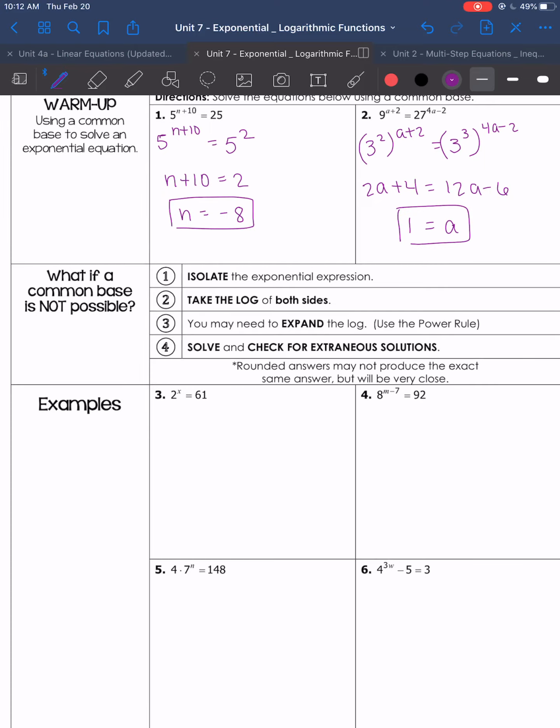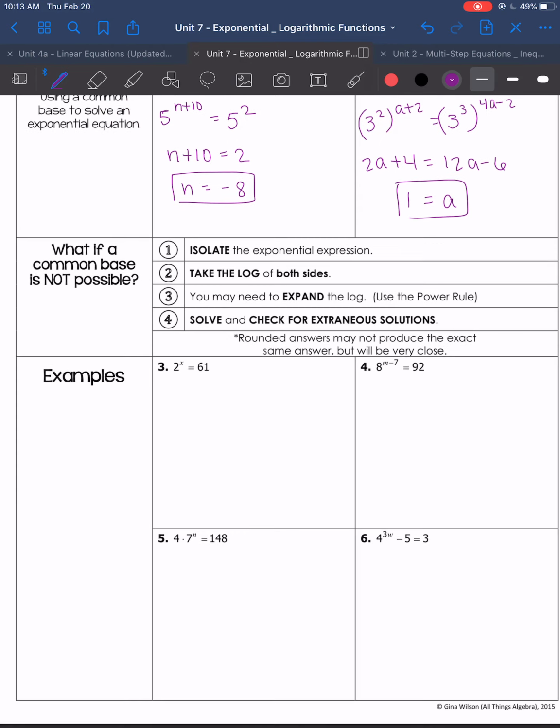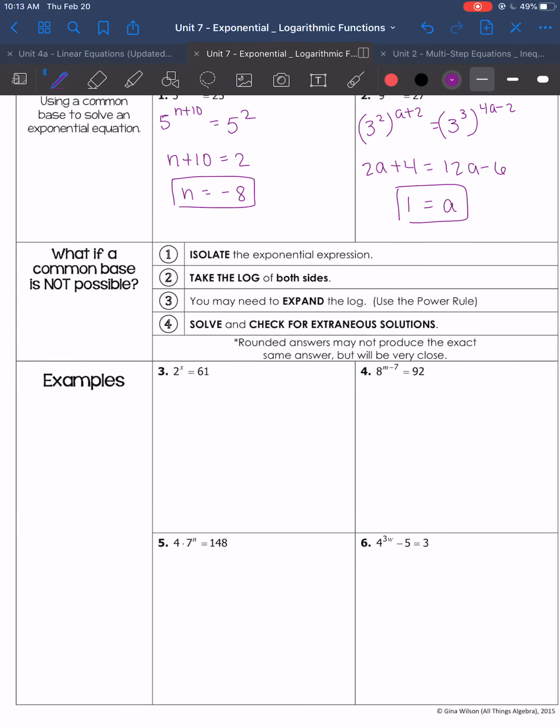So what if a common base is impossible? You're going to isolate your exponential expression. You're going to take the logarithm on both sides. You may have to use your power rule to expand the logarithm. And then we're going to solve and then check for extraneous solutions. So make sure you are rounding to 4 decimal places.